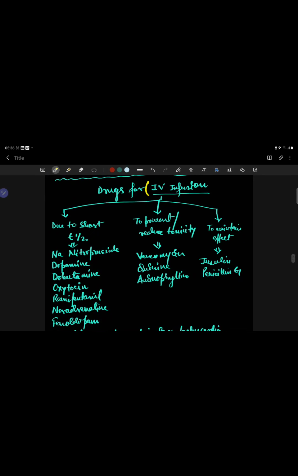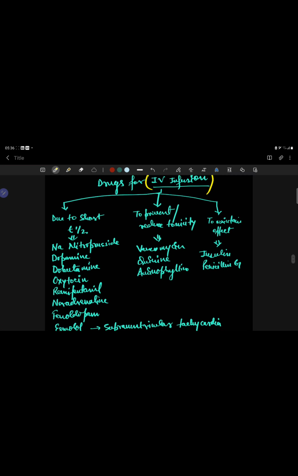Why are drugs used for IV infusion? Because there are a few parameters to understand. The first is a short half-life. Due to the short half-life, the drug is given as an IV infusion, because it will be short acting, and it will act very efficiently via IV infusion, not IV bolus.